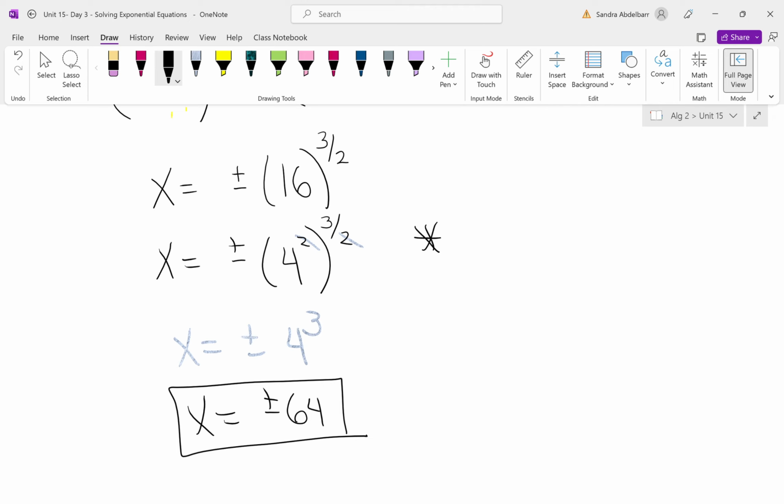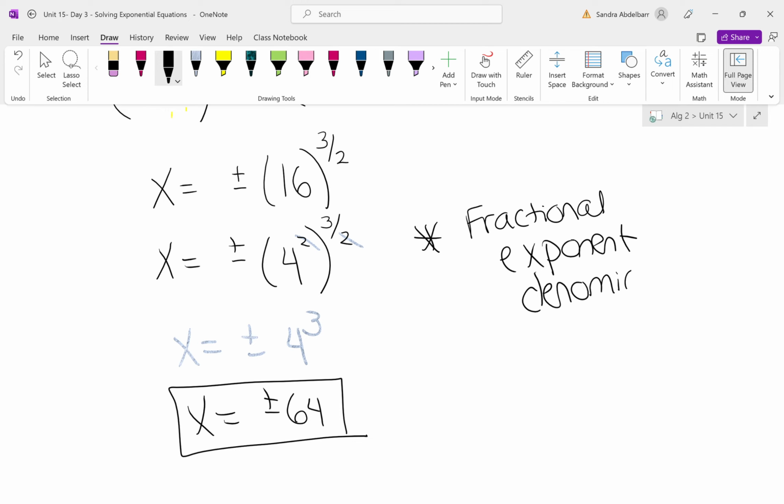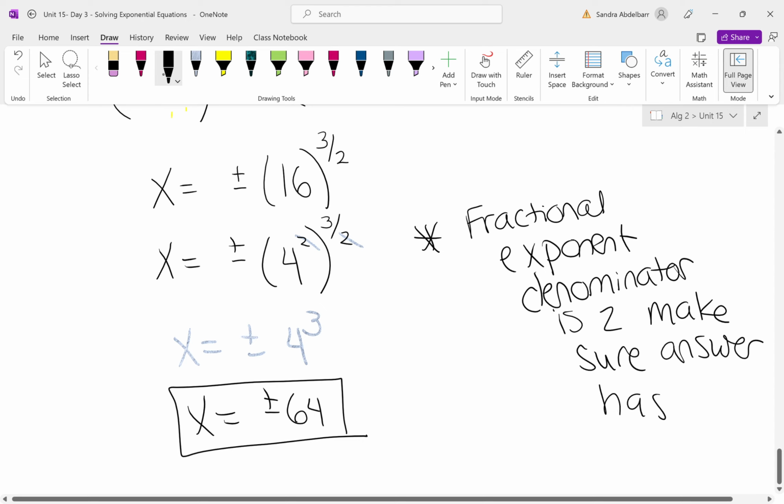So let's just put a star here. Fractional exponent denominator is 2. Make sure the answer has plus or minus.